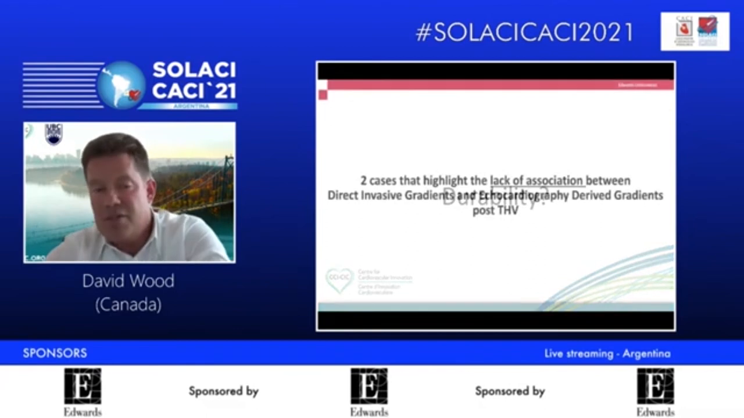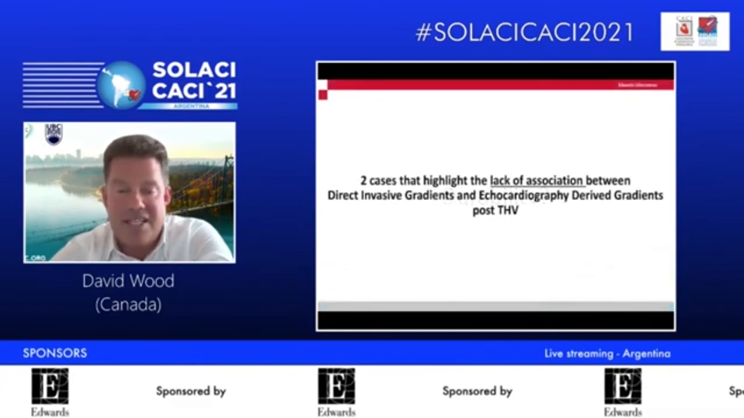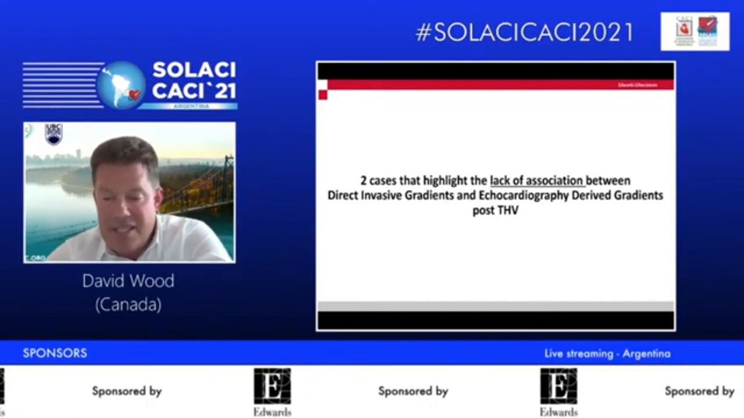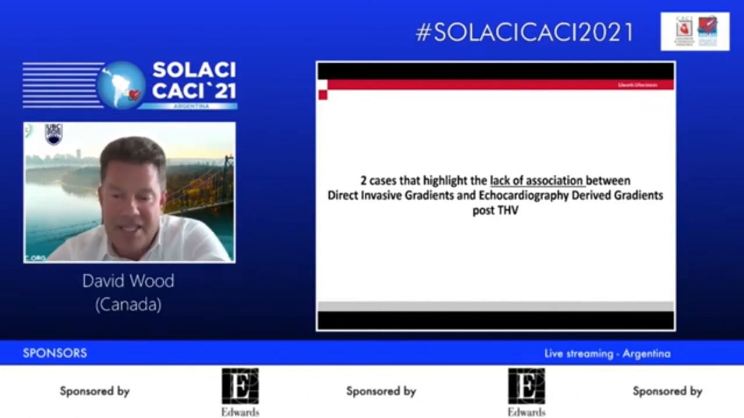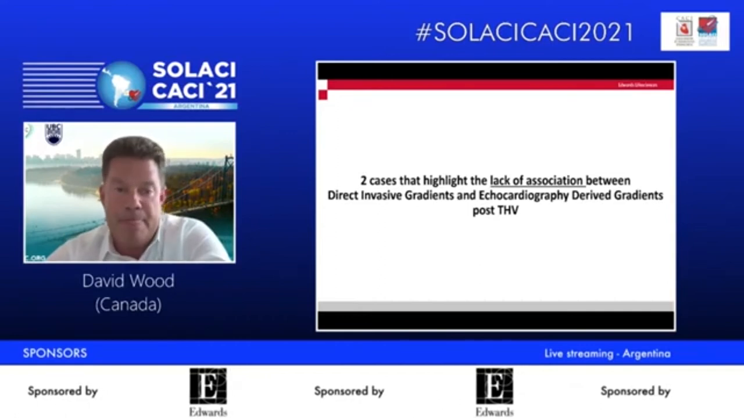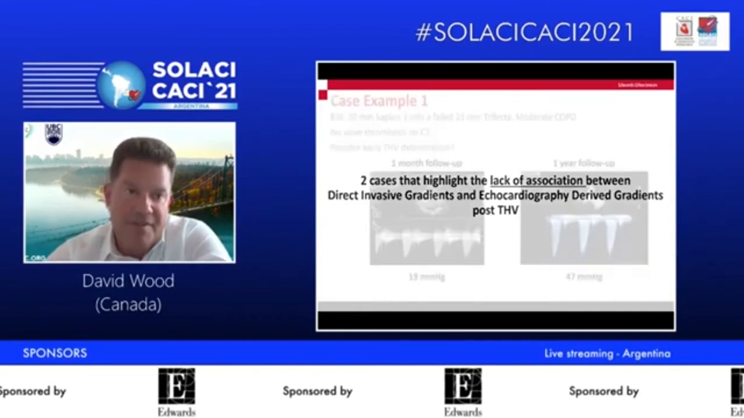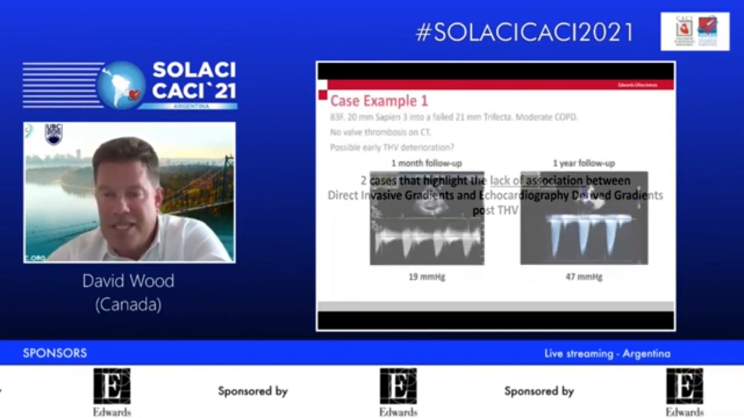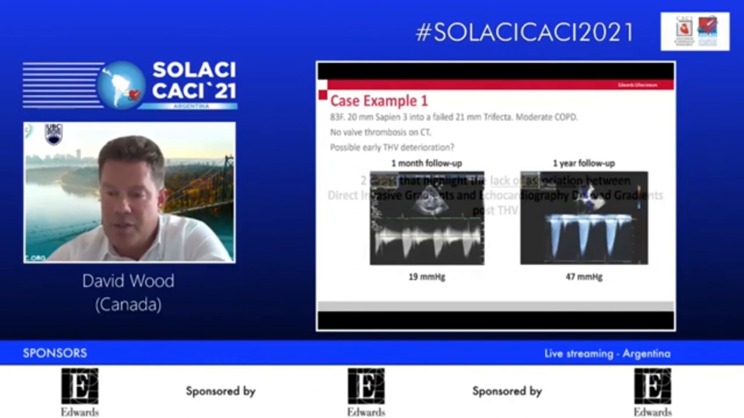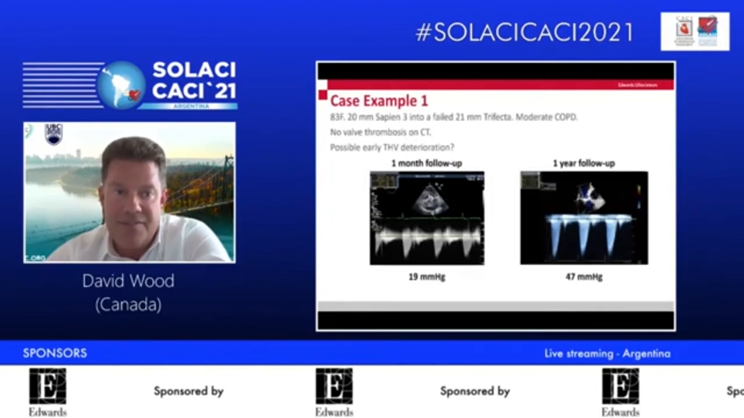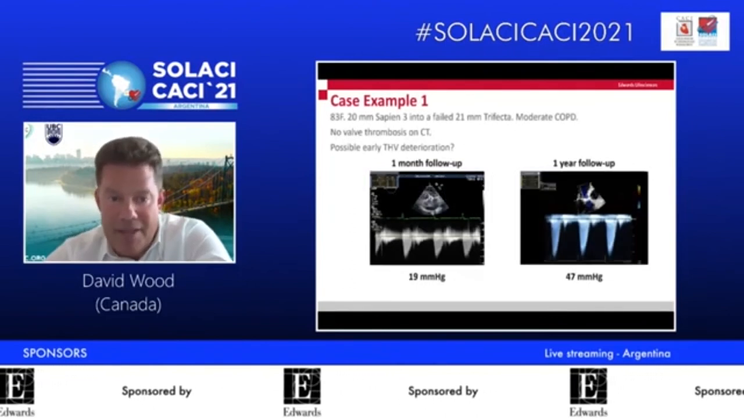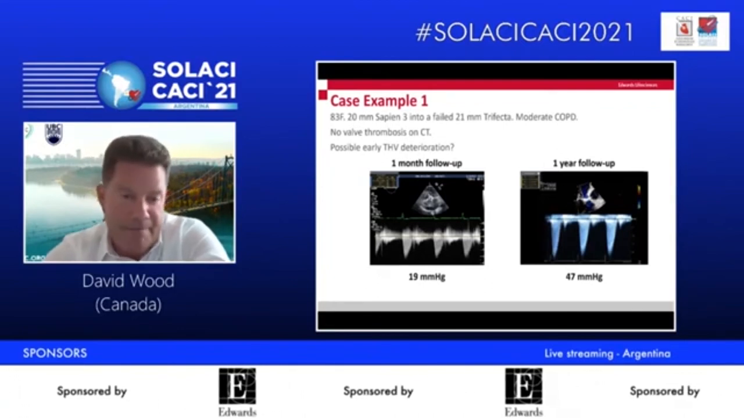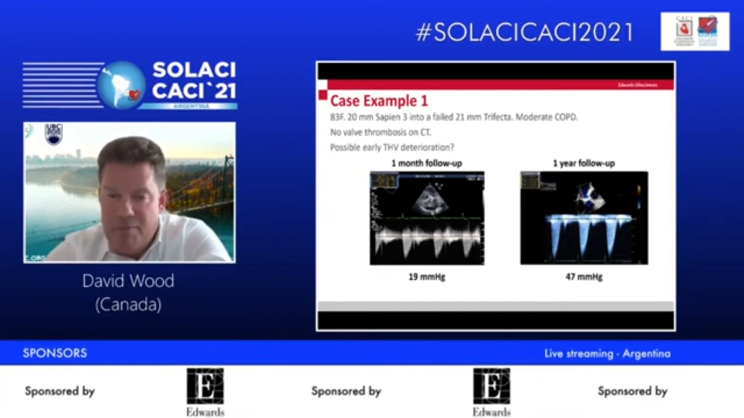So two cases highlight the lack of association between invasive gradients and echo-derived gradients. And there is no mathematical formula to correct for this. These are two extreme cases, and I'll chat about a study called DISCORDANCE TAVR that we're enrolling in. But here, a case from Vancouver: 83, 20 millimeter SAPIEN 3, moderate COPD, so other reasons for having some mild shortness of breath after we did the THV. At 1 month, 19 millimeters of mercury on echo. At 1 year, 47 millimeters of mercury.